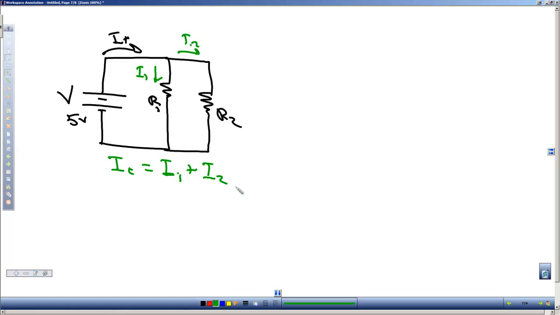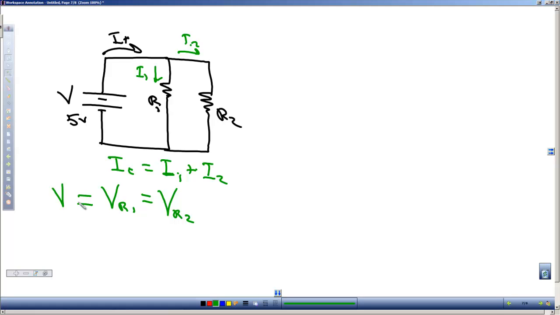We also look at this, and because there's nothing in the circuit until we get to this branch of the resistors, this voltage across the battery has to be the same as the voltage across R1 and the voltage across R2. So in a parallel circuit, the voltage across each resistor has to be equal. And in this case, since there's nothing else in the circuit, that's going to be our V total, or our voltage of our battery, or 5 volts.